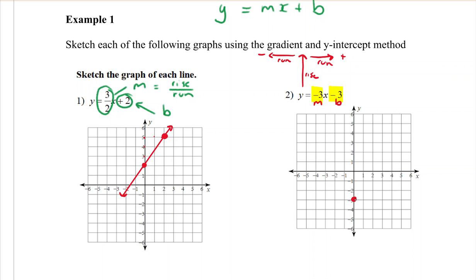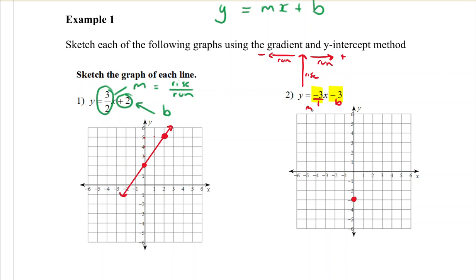This time, when I come to do my gradient, not quite so lucky because it's not a fraction. To do a rise and a run, I need a top number and a bottom number. If there is only one number like this, you will always put it over 1 because any whole number can always be divided by 1. So it's going to be -3 over 1 to make it into a fraction. That means from this dot, we're going to rise 3, 1, 2, 3 spaces, and we're going to run 1.